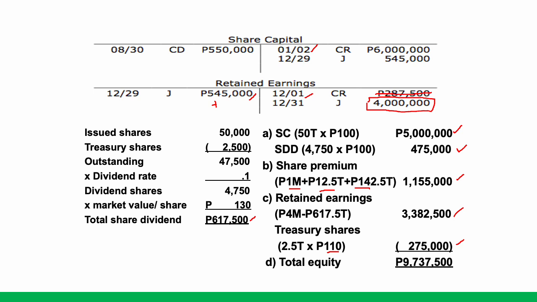9,737,500. So, requirement D, answer, 9,737,500. So, take note of this.